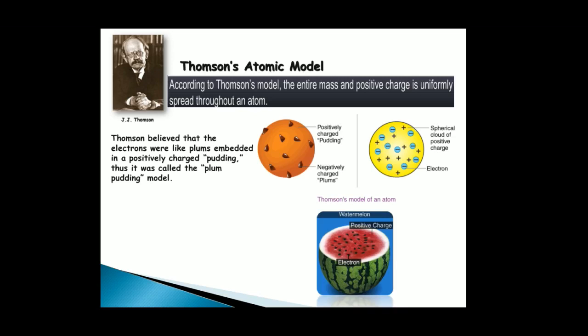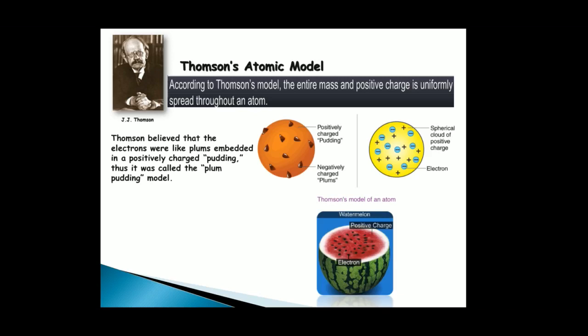So, according to Rutherford, the positive charge of the atom is concentrated in a very small region at the center of the atom, called the nucleus, and the electrons revolve around the nucleus. Rutherford, a student of J.J. Thomson, conducted an experiment to explain these results.